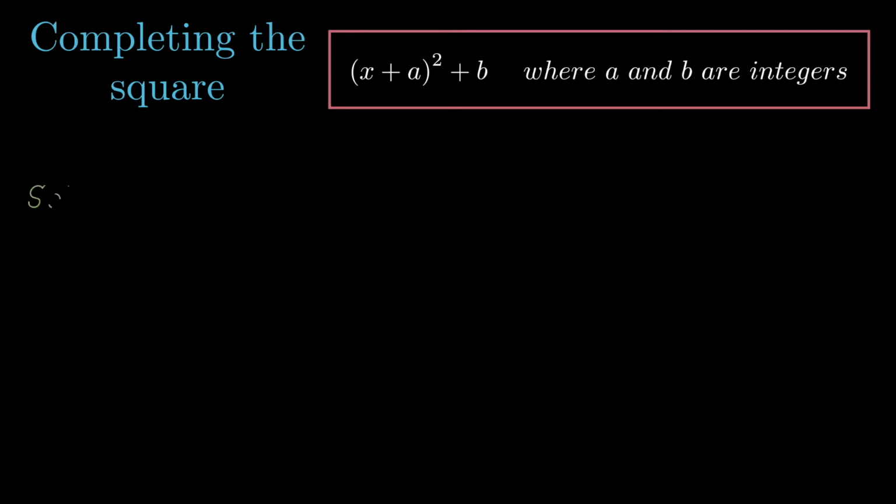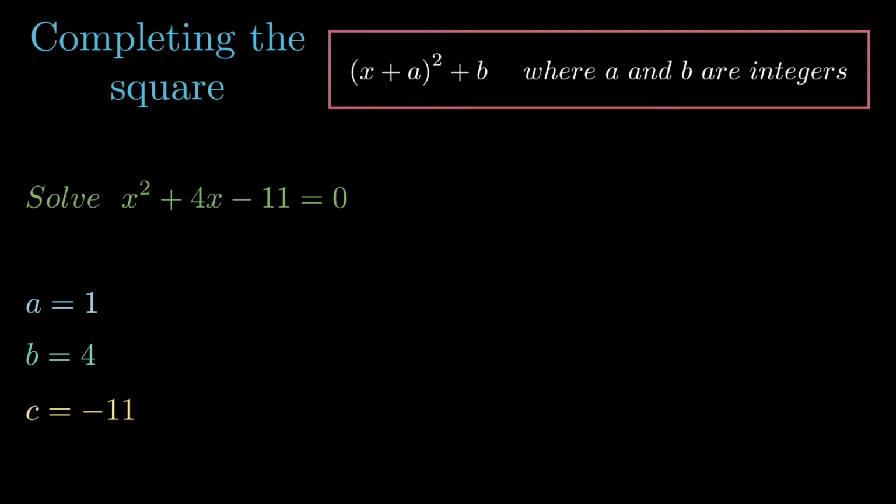We can first start on a question, and the first question is solve x squared plus 4x minus 11. The first step is to write what a, b and c are. So a is equal to 1, b is equal to 4, and c is equal to minus 11. Now we want to half our b. Half of b is 2, so we're going to have brackets (x plus 2) squared.